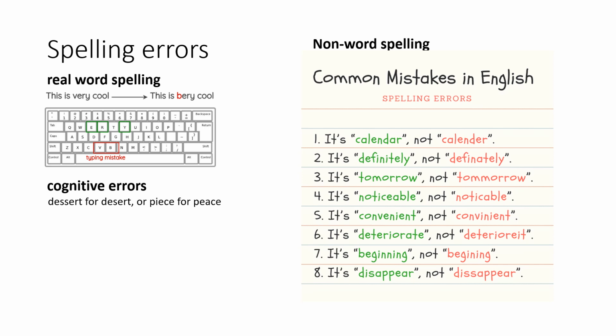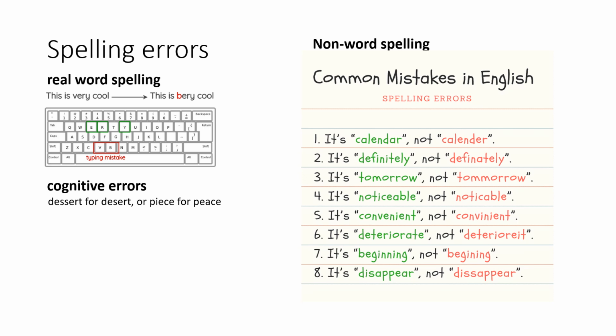Calendar is generally typed as calendar with the wrong spelling. The spelling of definitely may become wrong. Tomorrow is a very common mistake. Then noticeably, convenient, deteriorate, beginning, disappear. These are very common mistakes that humans used to make.